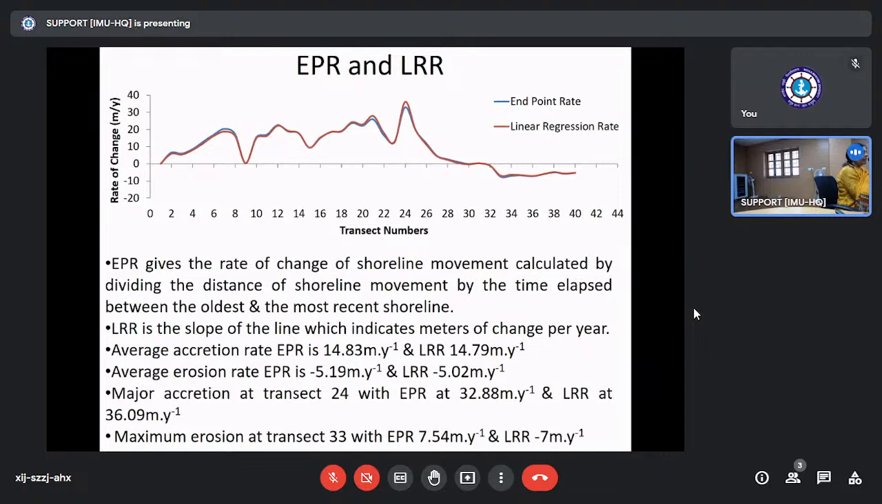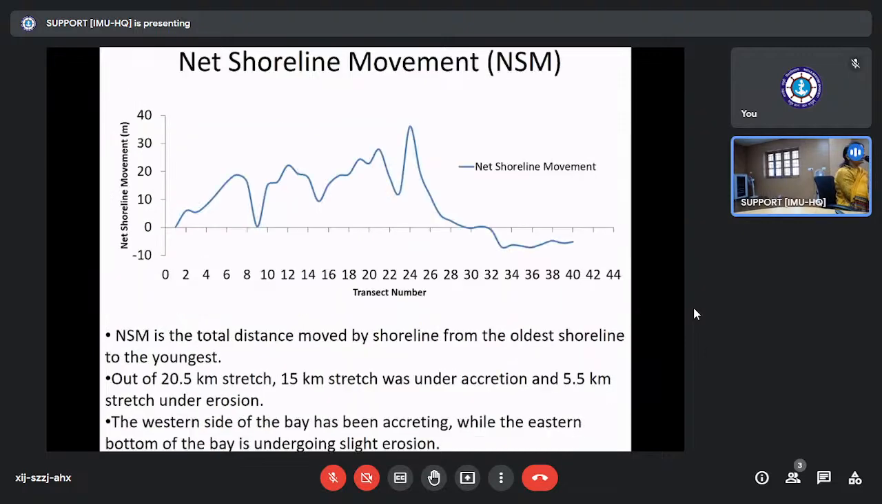The accretion rate has been 14.38 meters per year, and the linear regression rate 14.79 meters per year. Major accretion has occurred at transect number 24, which denotes a visible progression of the mangrove shoreline from the previous point to the newest, 2019. And maximum erosion has occurred at transect number 33. So this is the net shoreline movement. It denotes the total distance which has been moved by the shoreline. Out of the 20.5 kilometer stretch, 15 kilometers is under accretion and the rest under erosion. So clearly the western part of the bay is showing accretion, and there is very slight erosion at the eastern part of the bay.